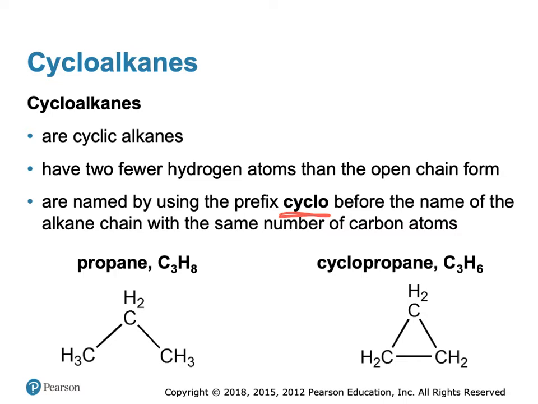So let's look at our example here. Propane is C3H8. There are 3 carbons. If we have 3 carbons in a ring, we will say cyclopropane. So notice that there are 2 fewer hydrogens here.